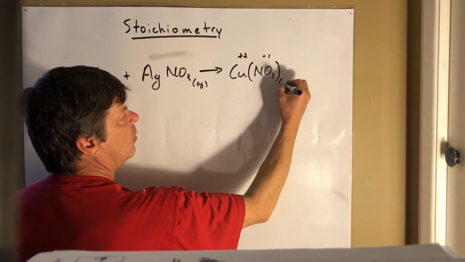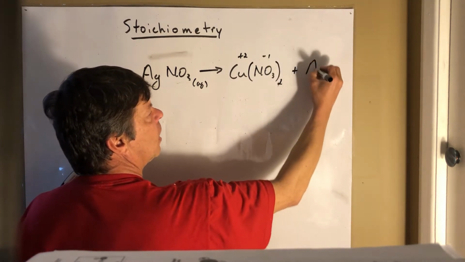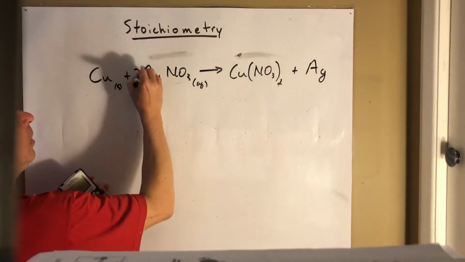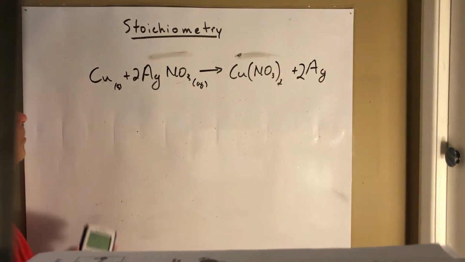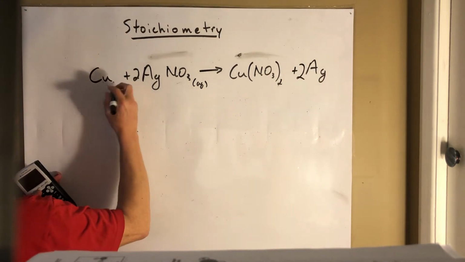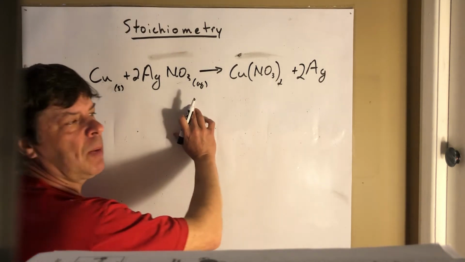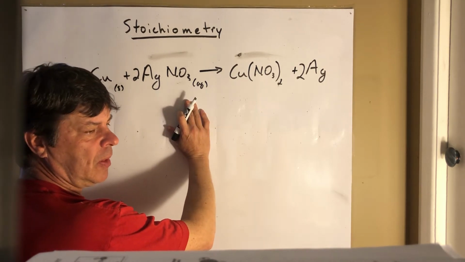All right, so we have a solution of copper nitrate. And then we're also going to get some silver. Need to balance that. Put a 2 here, 2 nitrates. Put a 2 here. All right, so here's our balanced chemical equation. We did this earlier in the year. Maybe you remember placing some copper in silver nitrate. I think we did that.